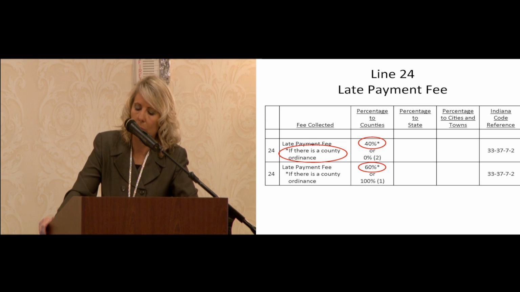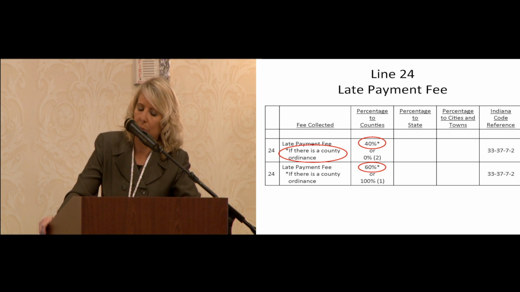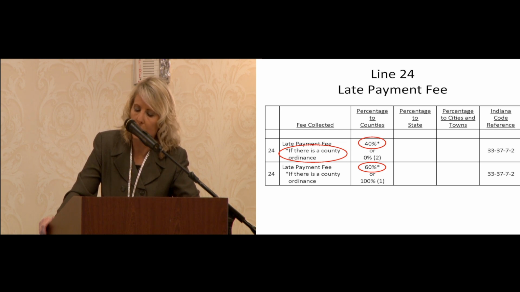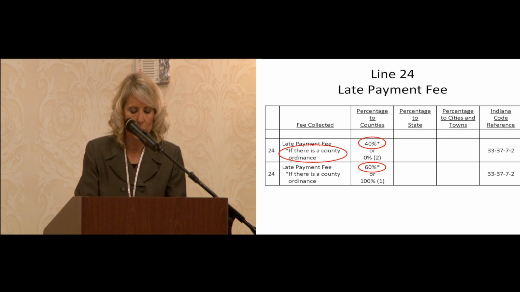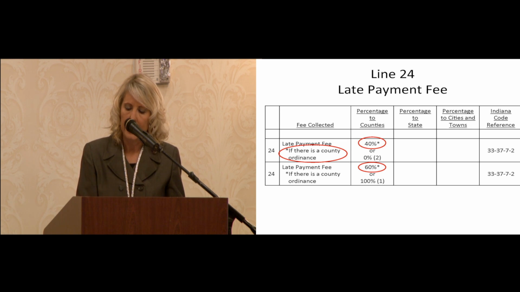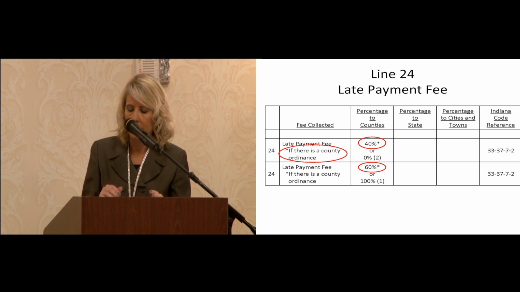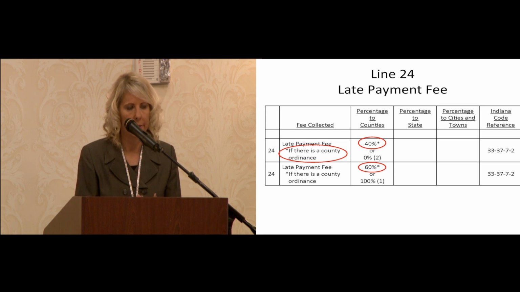If there is a county ordinance, then we look, percentage to counties is 40% to fund number 2, which is your clerk's record perpetuation fund, and 60% with the asterisk that goes to fund number 1, which is your county general fund.